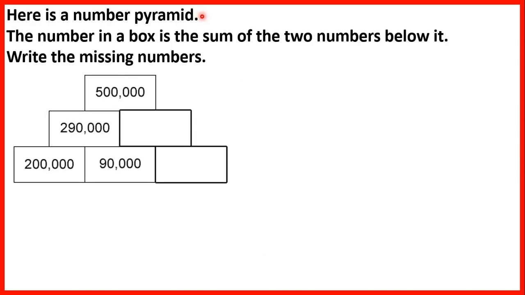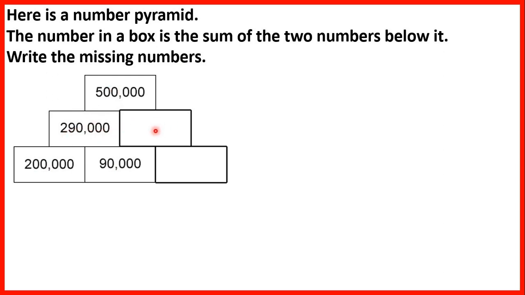Here is a number pyramid. The number in a box is the sum of the two numbers below it. Write the missing numbers. And we can see how this works because here we have 290,000, and 200,000 plus 90,000 makes that total. So really we have some missing number problems.